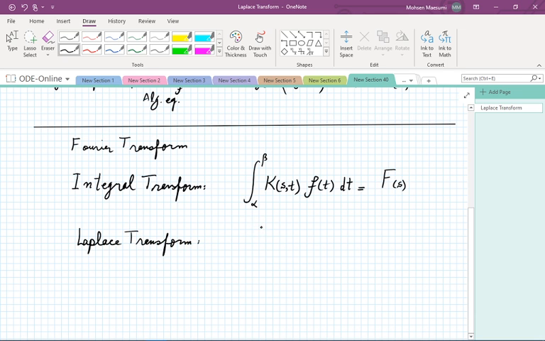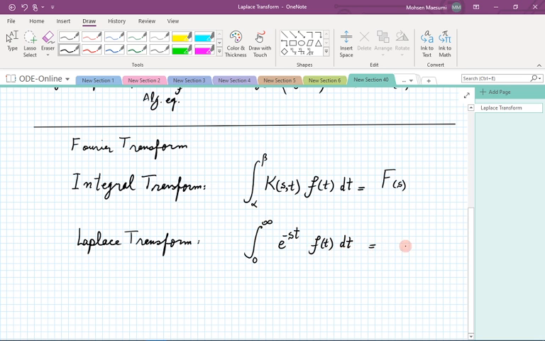Laplace transform goes like this. Well, as usual, we have f of t. Our kernel is the following: exponential of minus s times t. That's the kernel for the Laplace transform. And the alpha and beta for the Laplace transform are from 0 to infinity. Integration is versus variable t. It's called the time domain.